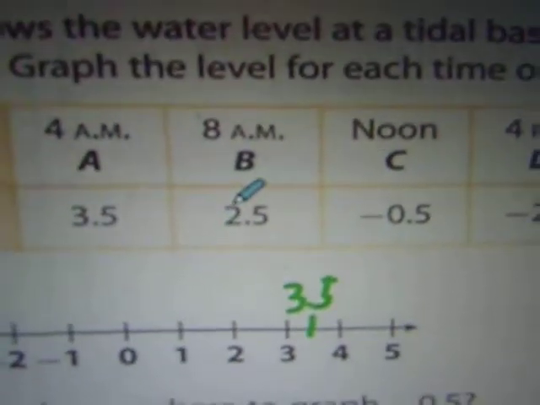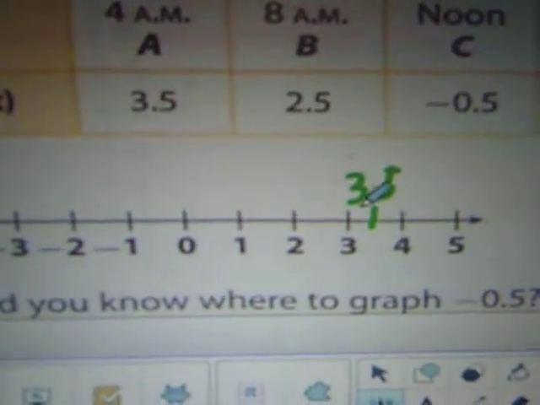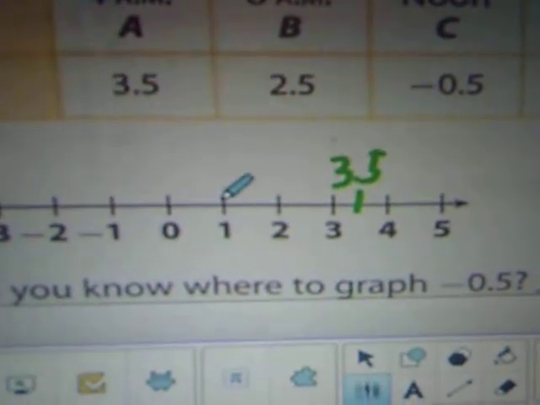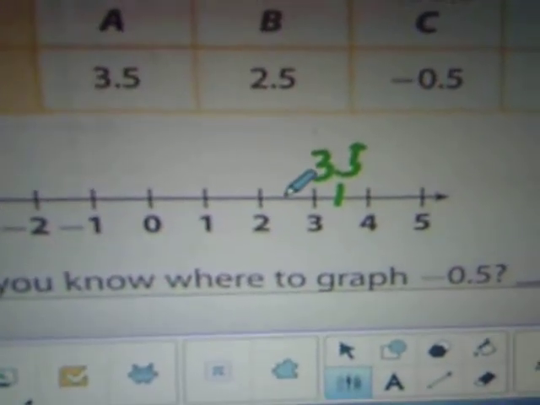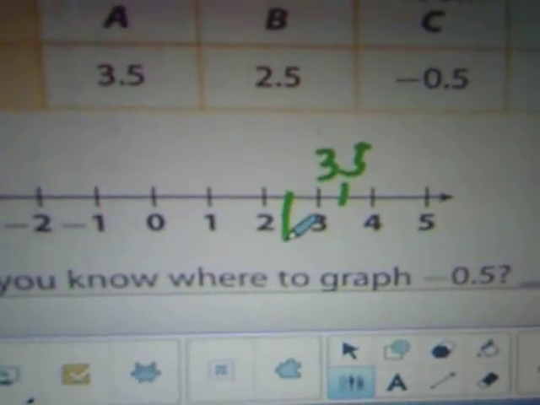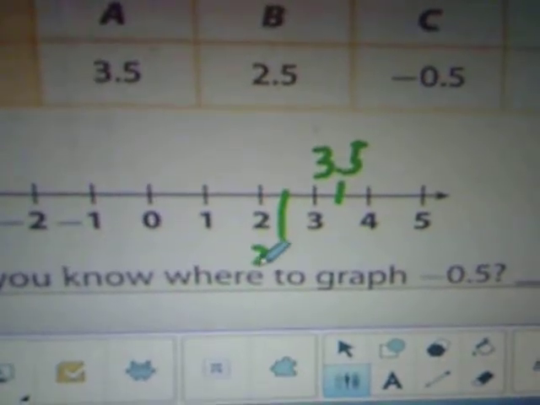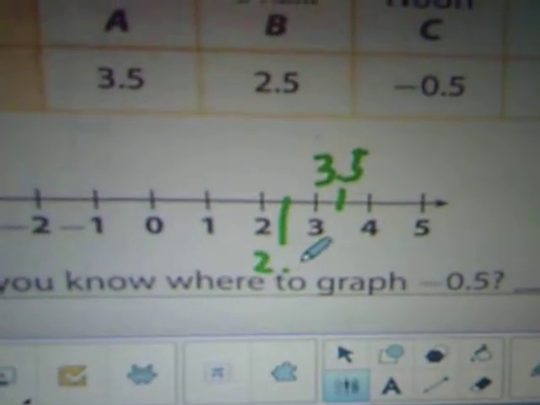Okay. Next, 2.5. Same thing, except we're not reaching the 3 yet. We're just going to the 1, then the 2, and halfway in between the 2 and the 3, you get 2.5.